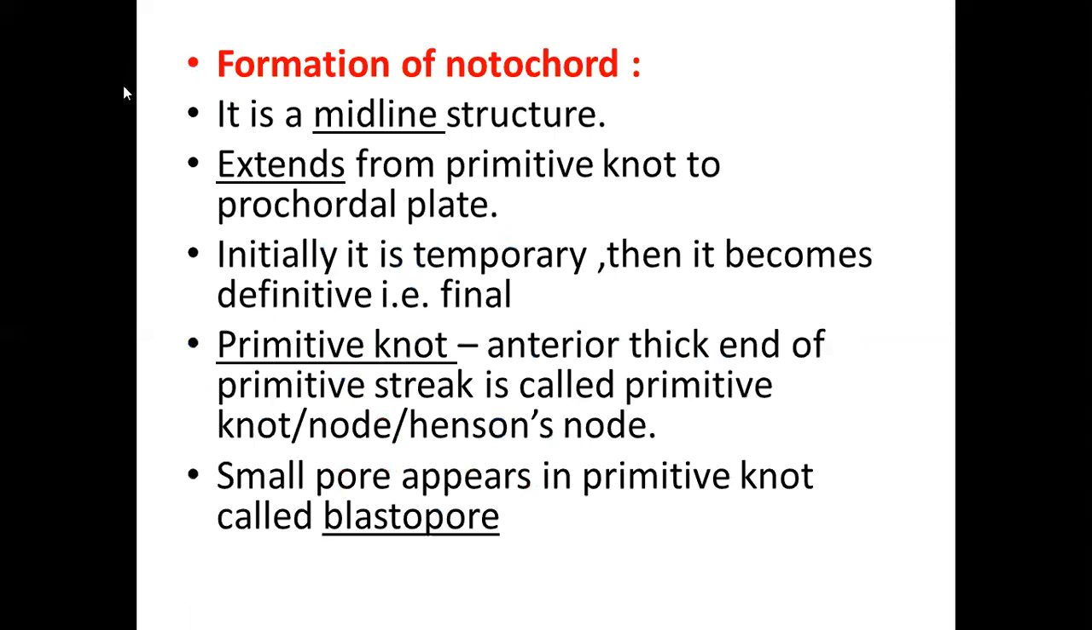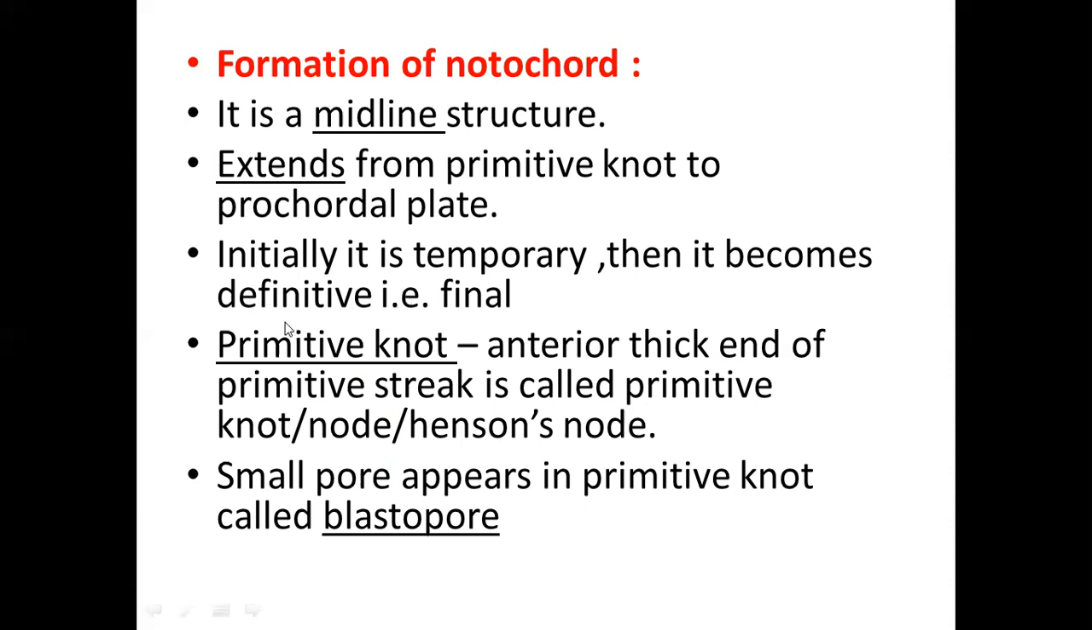Now coming to the first point, formation of the notochord. What do you mean by notochord? It is a midline structure, extends from the primitive knot, which we saw last time, to the procordal plate. Last time we saw the primitive knot and primitive streak. So the extended portion from that point to the procordal plate we call the notochord. Initially it is temporary, then it becomes definitive.